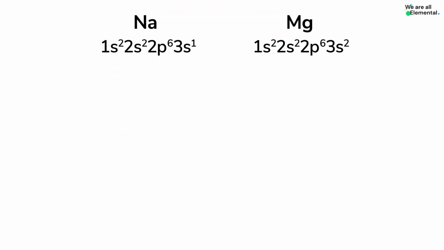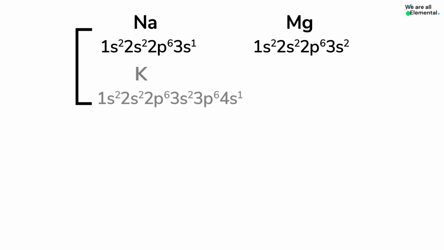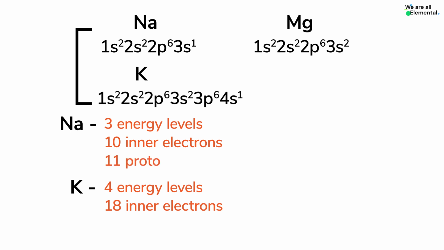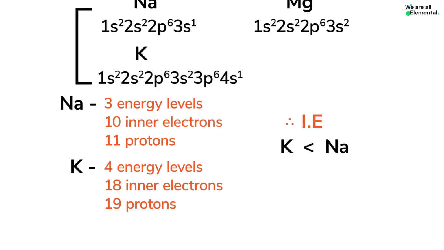However, if you compare the ionization energies of sodium and potassium, you'll see that sodium has 3 energy levels, while potassium has 4 energy levels. Sodium has 10 inner electrons. Potassium has 18 inner electrons. Sodium has 11 protons, while potassium has 19 protons. So it has greater nuclear charge, but because it has 4 energy levels, its ionization energy is lesser than that of sodium because its atomic radius is much larger.